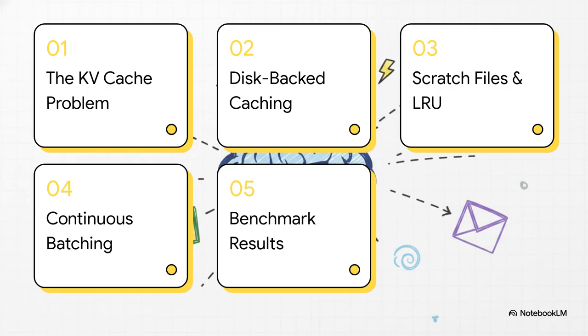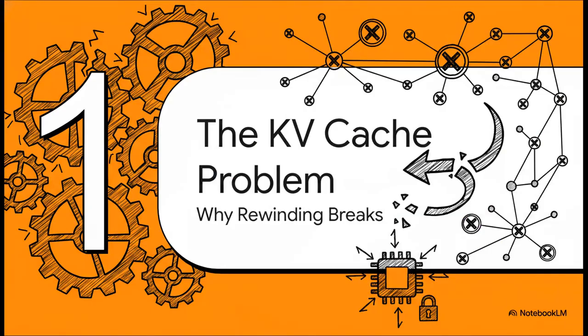Here is our roadmap for this explainer. We're going to cover the KV cache problem, architecting disk-backed caching, scratch files and LRU, continuous batching integration, and finally, the benchmark performance results. Let's jump in. Section 1, the KV cache problem, and exactly why rewinding breaks down.